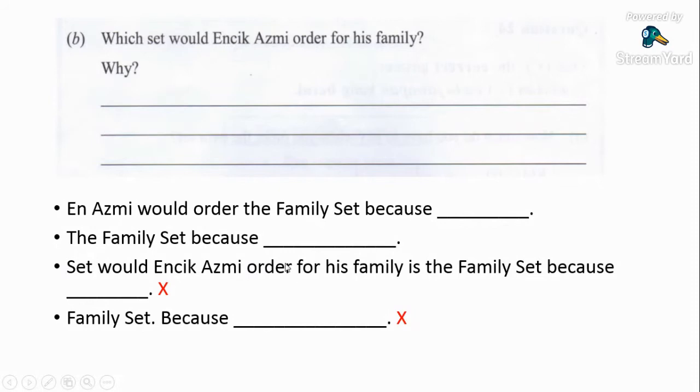Set would Encik Azmi order for his family is the family set because. I know what you do, students do, what they do is they take this part and then they write family set because. Okay, this is wrong, huh? Okay. Family set because. This one, same reason as I said just now.